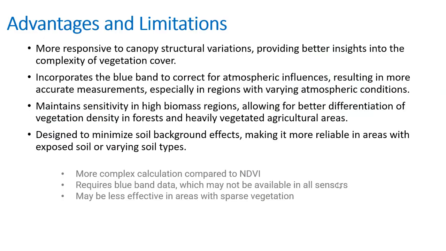And the second is that it incorporates the blue band to correct for atmospheric influences, resulting in more accurate measurement, especially in regions with varying atmospheric conditions. Because of the blue band, we can reduce the atmospheric influence and maintain the sensitivity in high biomass regions, allowing for better differentiation of vegetation density in forests and heavily vegetated agriculture areas.